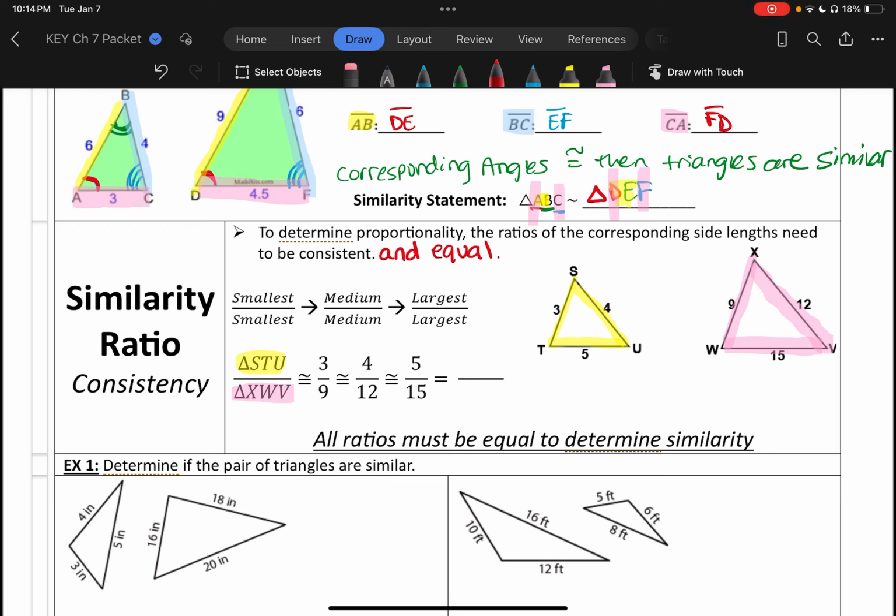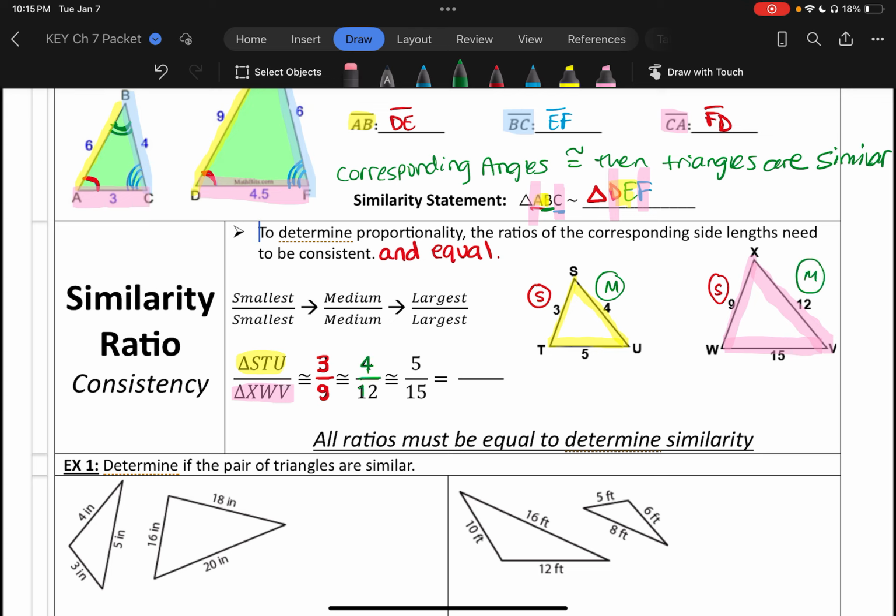So if I look at the yellow triangle, you'll notice that 3 represents the smallest side. What is the smallest side in the pink triangle? 9, 12, and 15. The smallest number here is 9, right? So that's why they're writing that first ratio as 3/9. We do the same thing with the medium side. If I look at the yellow triangle, my medium side is 4, and my medium side in the pink triangle is 12, right? So I got 4/12.